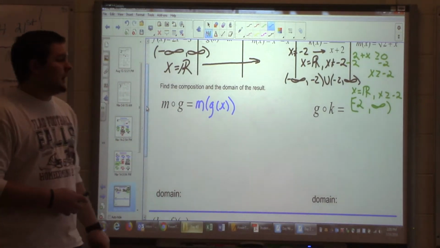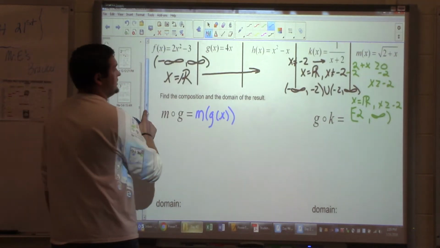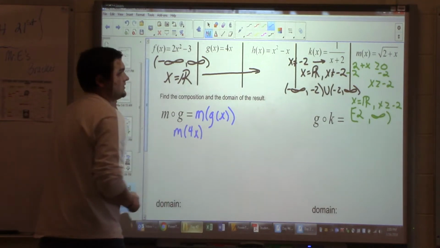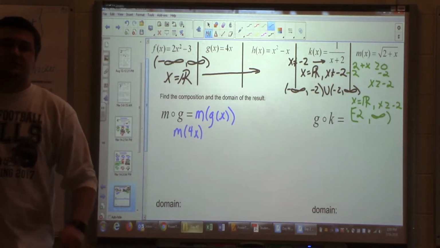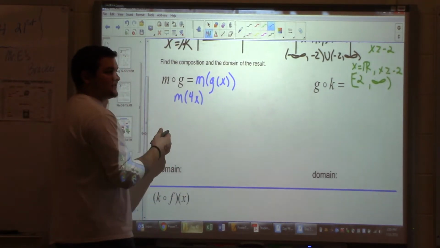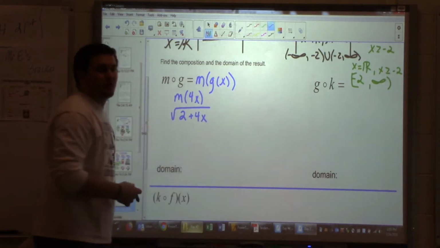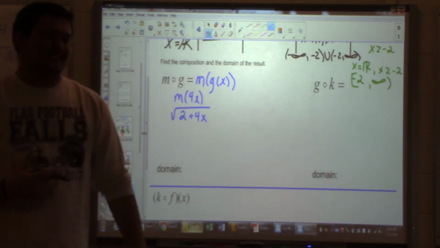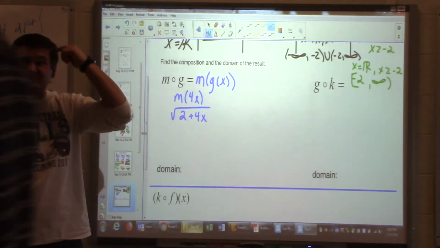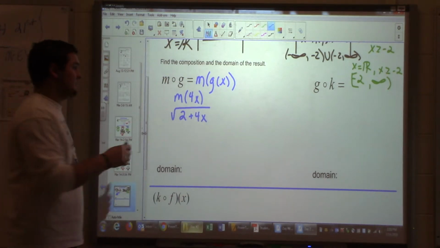You gave me the pencil. Alright, so m of g of x. So g of x equals 4x. So it becomes m of 4x. Well, m of x equals square root of 2 plus x. So anywhere I see an x, I'm going to replace it with 4x. So it becomes square root of 2 plus 4x. Can I simplify that? No, I can't. So that's my answer right there.